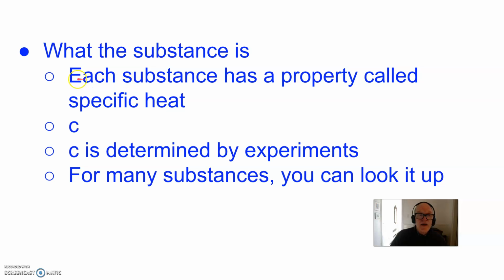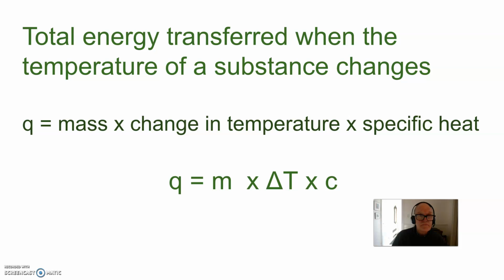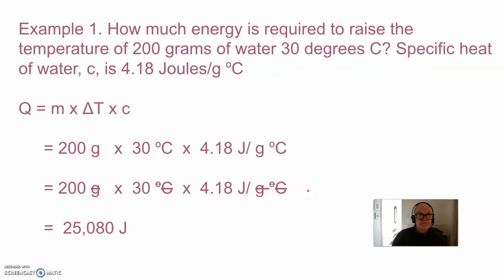Each substance has a property called specific heat, which is represented by the letter C, and C is determined by experiments. It's different for different substances, and for many substances you can look up C, or the specific heat. So when the temperature of a substance changes, the total amount of energy transferred equals the mass of the substance times the change in temperature times the specific heat. Q, energy transferred, equals mass times delta T times C.